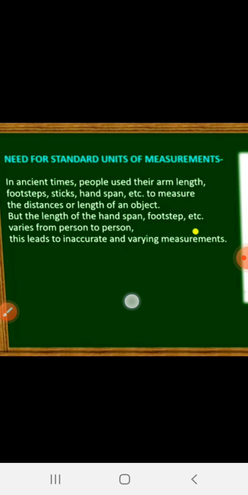So, as you know, in ancient times there were no scales, there were no measuring tapes. How did people used to measure things? They used their handspan, footsteps, or sticks to measure the distance or length of an object, which proved to be an inaccurate method because of varying sizes of handspan and foot. Then there is a need for a standard unit of measurement.